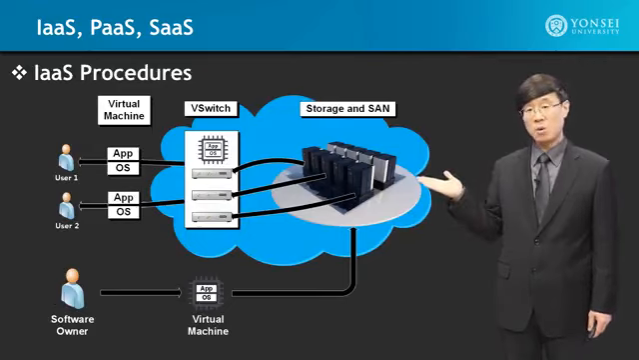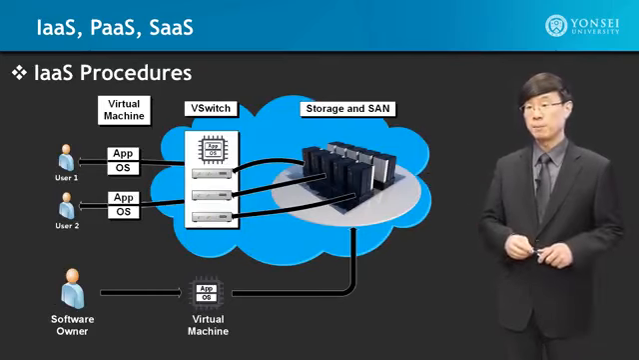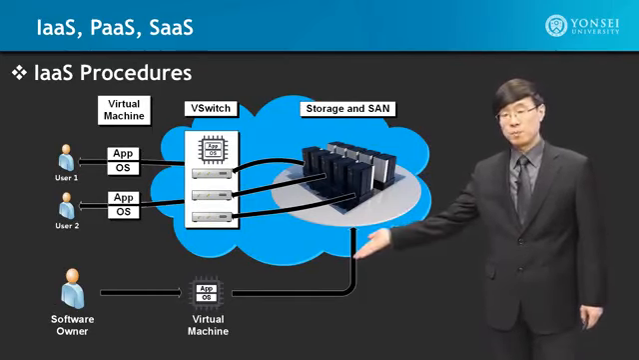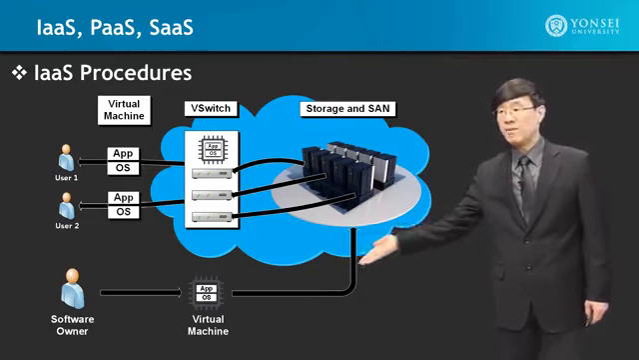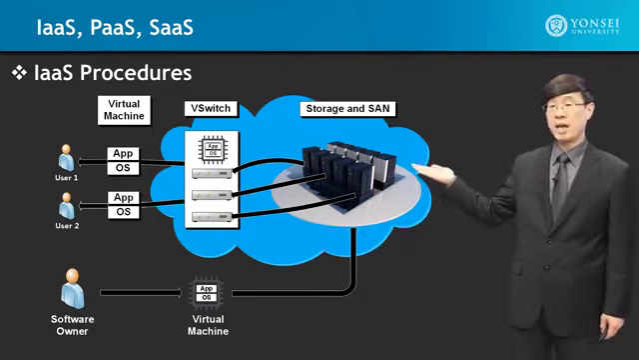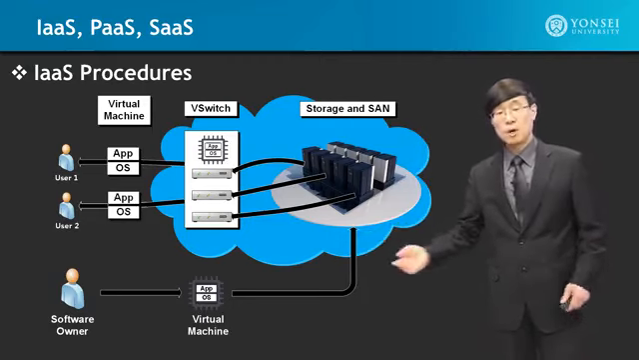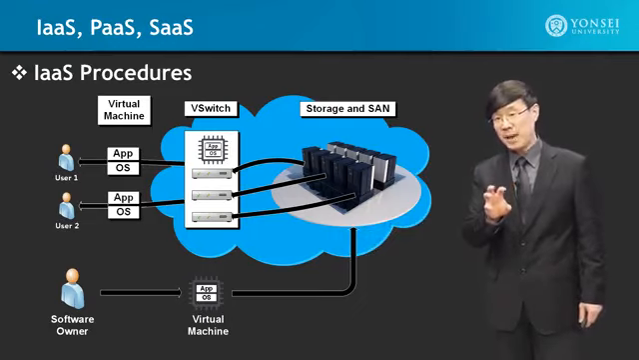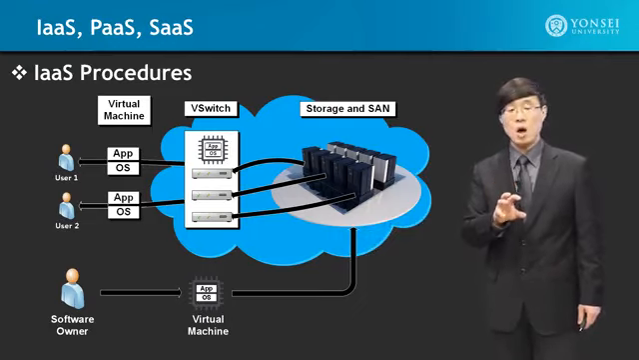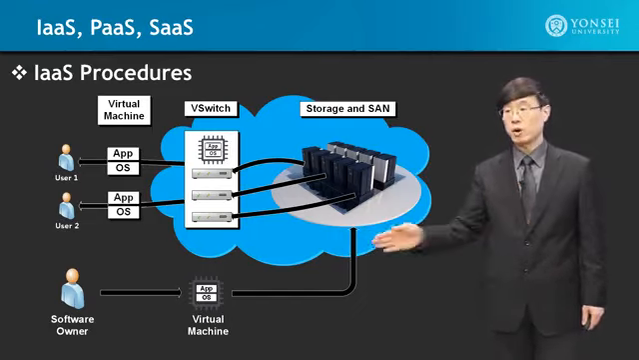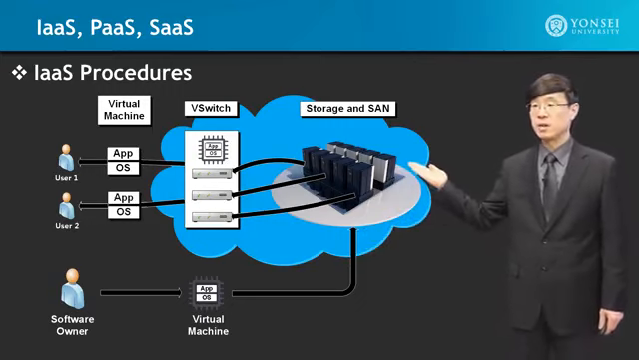Looking into how IaaS is delivered and how a virtual machine is operated, the software owner, the person that designed the virtual machine, will have that placed on the storage and the storage area network, the SAN. This is where the cloud servers are. And as you can see, the virtual machine includes a unique package that has its own operating system and application software packaged together that is delivered here.